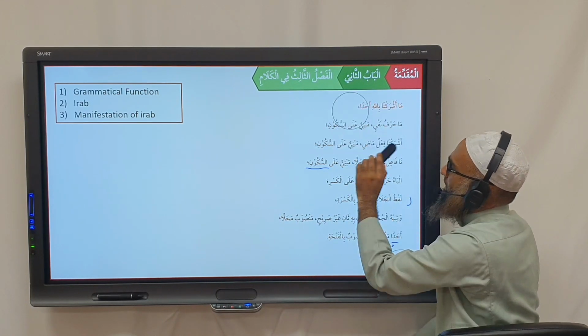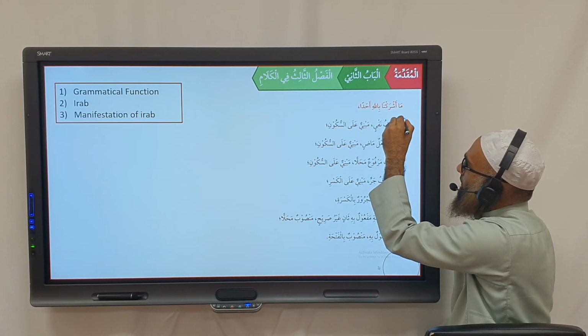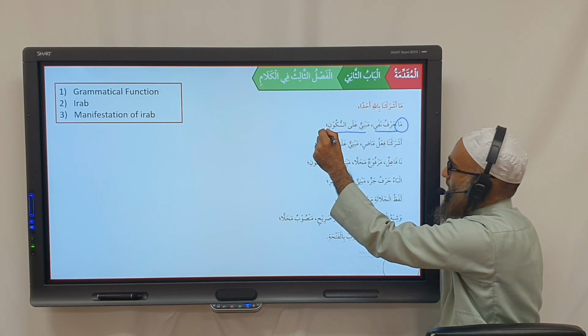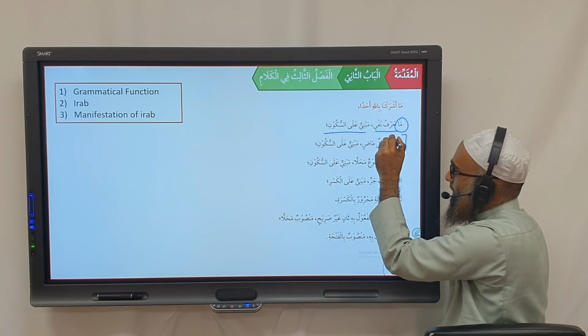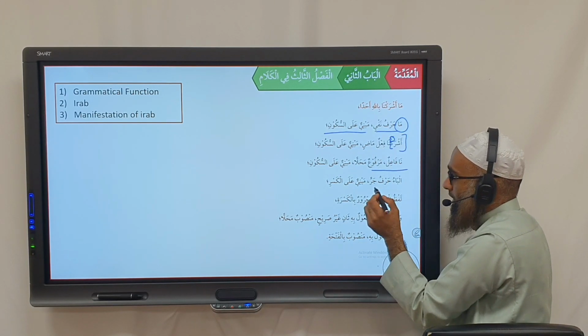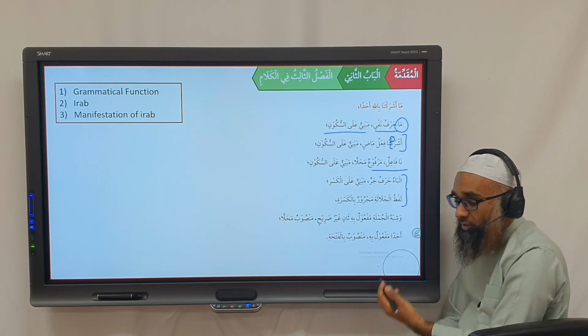So the first part is the fi'l madi. So when you've got a mabni word, you state what it is. Mabni on what? This is the fi'l madi, so it's mabni al-sukun. And the na is a fa'il. Now, when you have a jar majroor, after a jar majroor, you need to state what this shibul jumla is becoming.